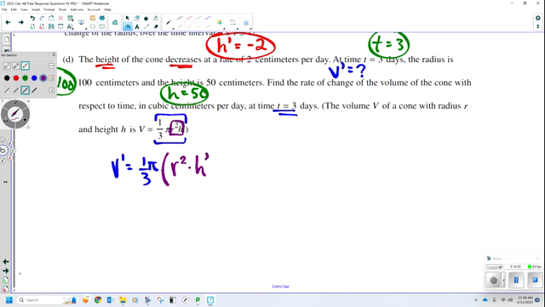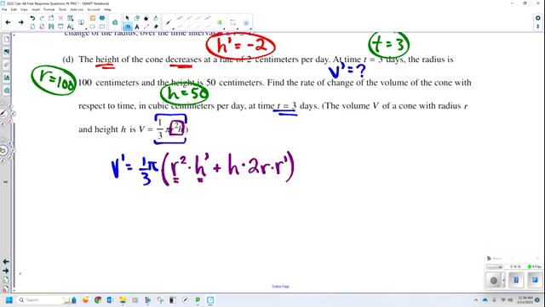So it's first times the derivative of the second, plus the second, just as it is, it's h, times the derivative of the first. The derivative of r squared is 2r, but I also got to write r prime next to it, okay? There we go. Now, I think we have everything we need. Let's take a look at what we got here, all right?